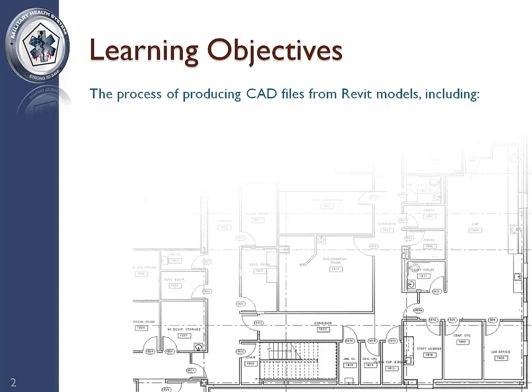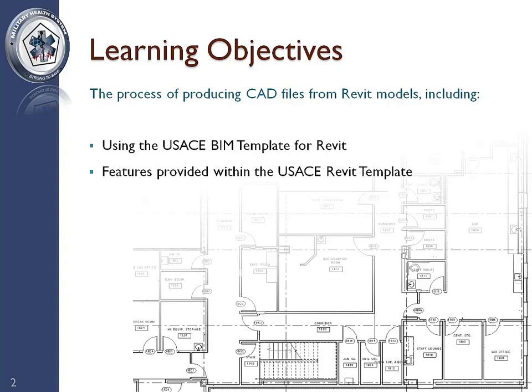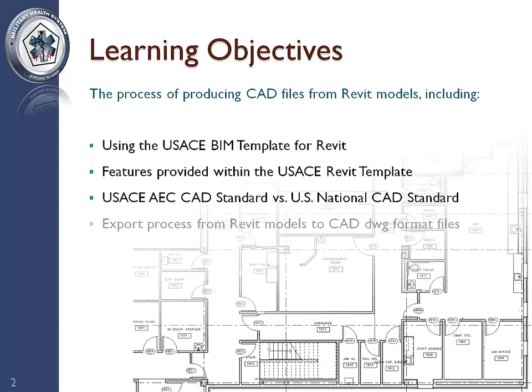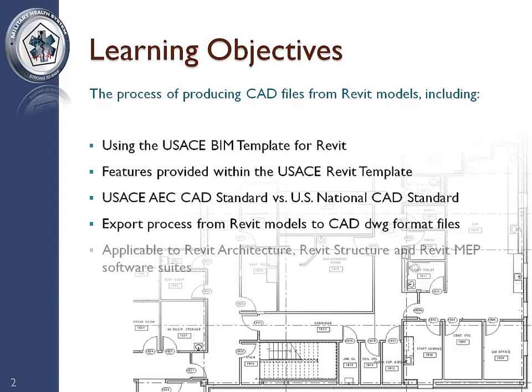Revit, highlighting using the U.S. Army Corps of Engineers 2012 Architectural BIM template for Revit, the features provided within the template that guide conformance to the USACE AEC CAD standards for project deliverables, a comparison of the USACE AEC CAD standard versus the U.S. National CAD standard, and step-by-step instructions on how to complete the export process from a Revit model to produce CAD DWG format files. While this video focuses specifically on the CAD export process from Revit Architecture, the same general workflow is used with the Revit Structural and Revit MEP software applications.